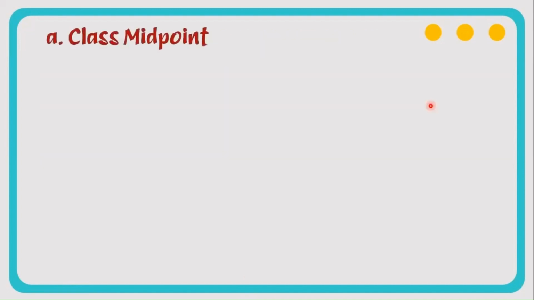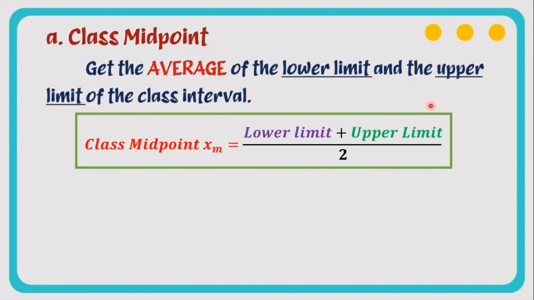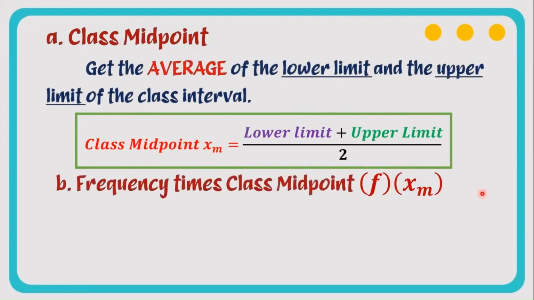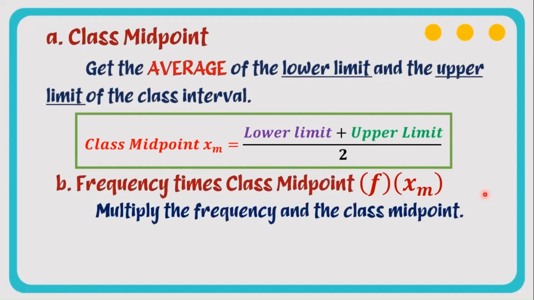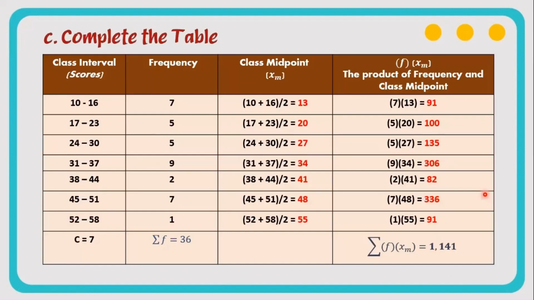Class midpoint. To get the class midpoint, get the average of the lower limit and the upper limit of the class interval. The formula is class midpoint equals lower limit plus upper limit divided by 2. Next, frequency times class midpoint. Multiply the frequency and the class midpoint. So we have the formula. Letter C. Complete the table.